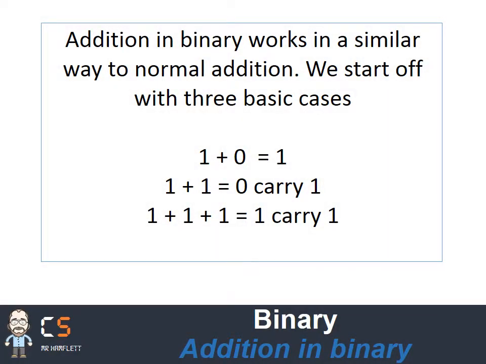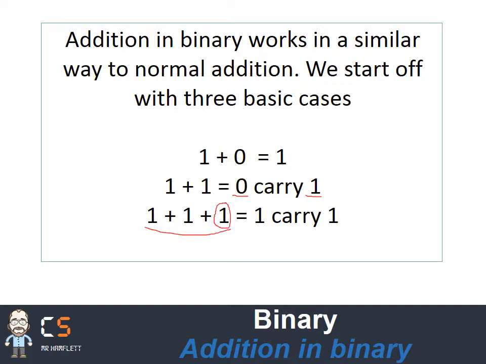Next thing to look at is addition in binary. Now, addition in binary is actually not that dissimilar from normal addition in denary. However, obviously, because we've only got 1 and 0, there's only 3 cases we can actually deal with. So 1 plus 0 is obviously going to be 1. If we have 2 1s, then the answer is going to be 0 with 1 as a carry.